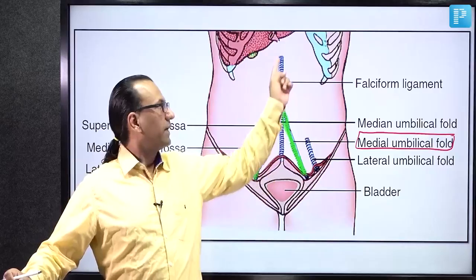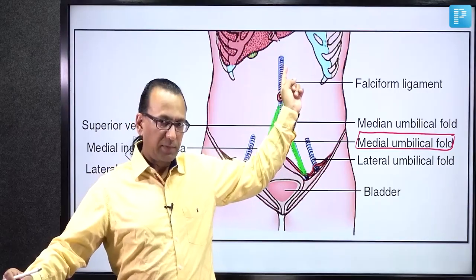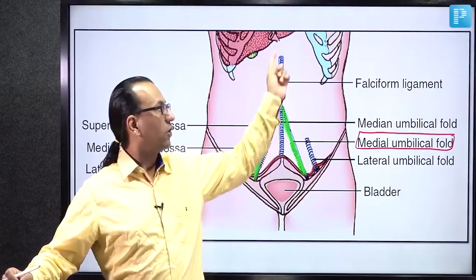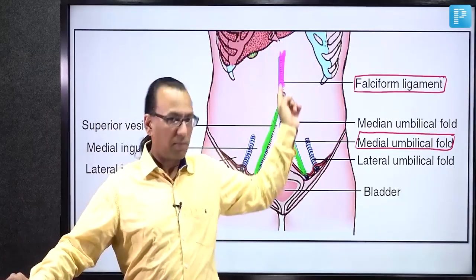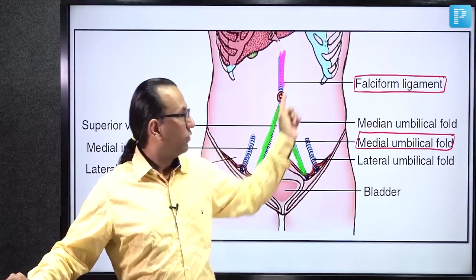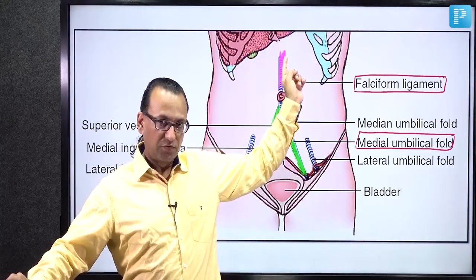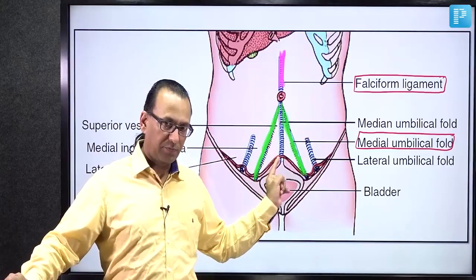Whereas the left umbilical vein was going towards the liver, and it will be carried by a double fold of peritoneum, which is called the falciform ligament, towards the liver. Later, this falciform ligament carries a remnant of the left umbilical vein, which is called the ligamentum teres of the liver.